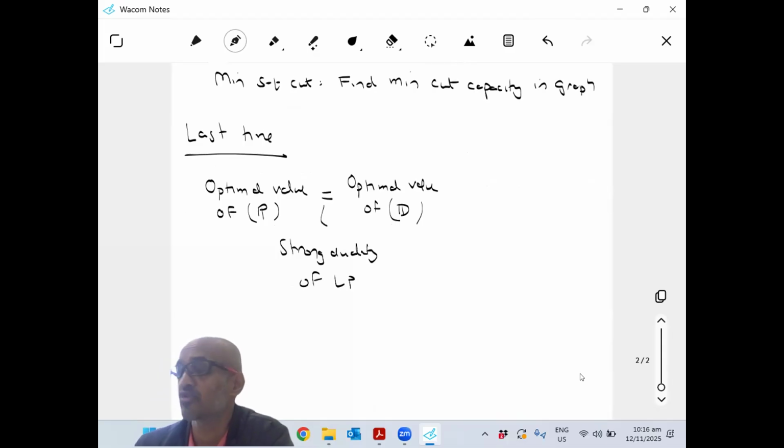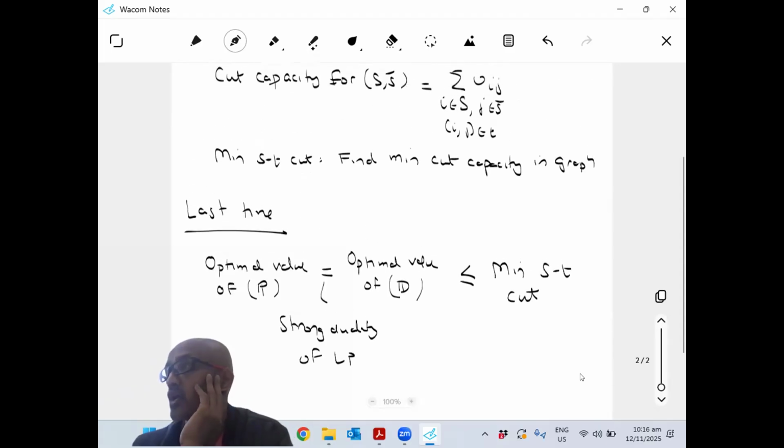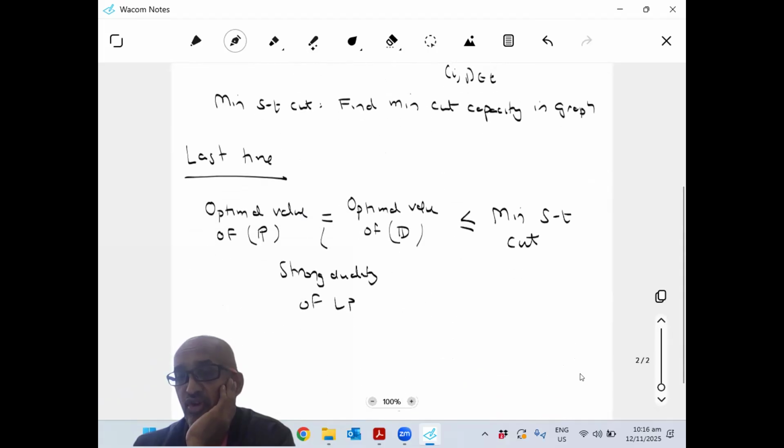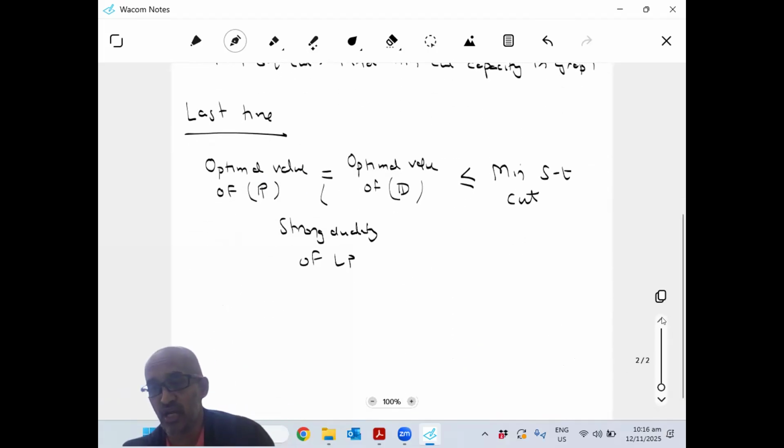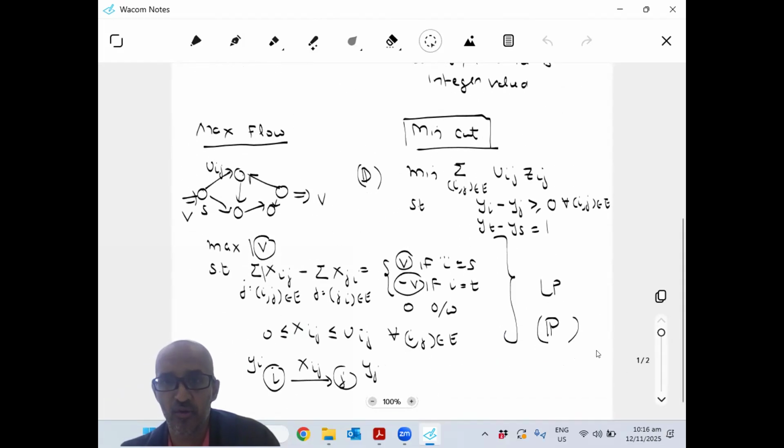What I claimed last time was that this is less than or equal to the minimum value of the ST cut. I think in my lecture notes I put the inequality the wrong way. I argued this last time. Why is this the case? If you take the dual formulation, I'll argue why this is the case.